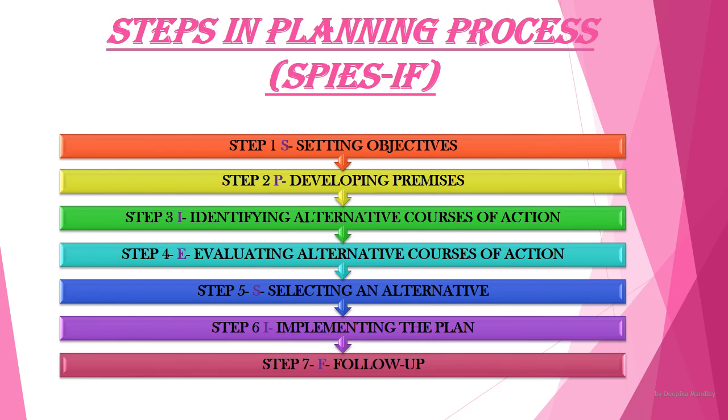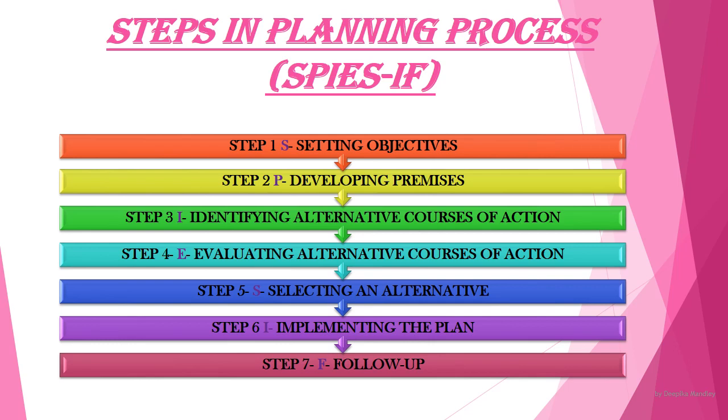So basically these are the steps in the planning process. First we have to set the objectives, what we have to achieve. Then we have to develop the premises, that is, we have to make the assumptions. Once we have done this, then we have to identify the various alternative courses of action that are available through which we can achieve our objectives. Then we have to evaluate those alternative courses of action and select the best alternative course of action. After selecting, we have to implement that plan, and after implementation the work of the manager is not over. We have to do the follow-up function also.